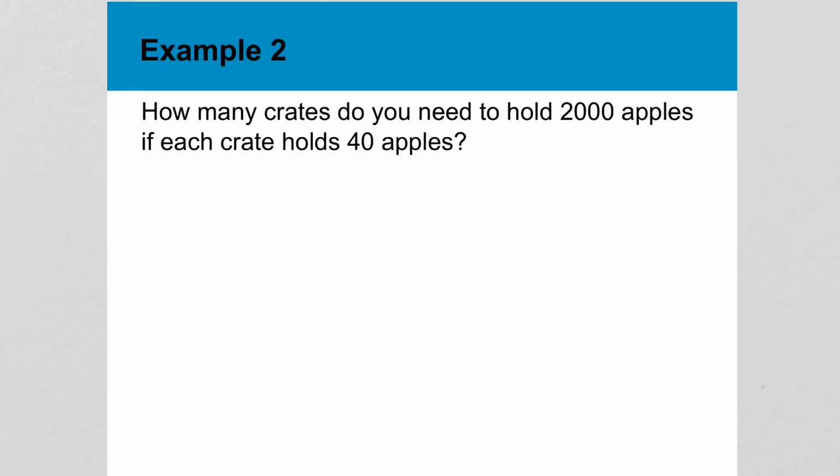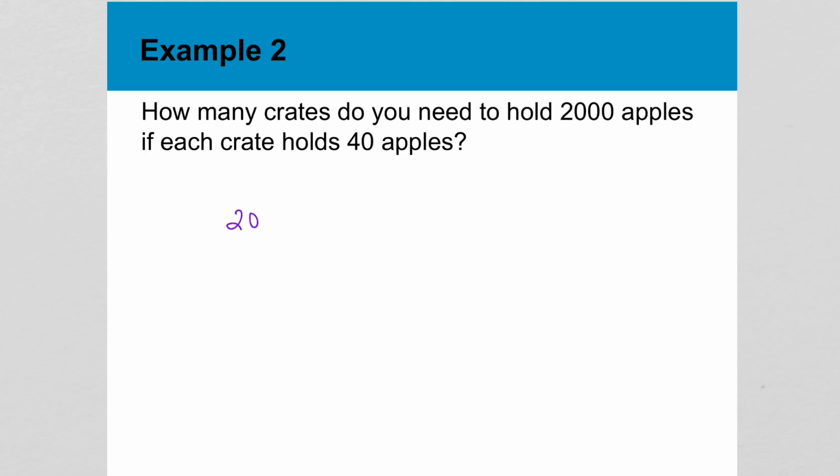Example 2 says, how many crates do you need to hold 2,000 apples if each crate holds 40 apples? So you're trying to find out how many crates. So your units for your answer would be in crates. And it says each crate holds 40 apples. So that implies that 1 crate holds 40 apples.